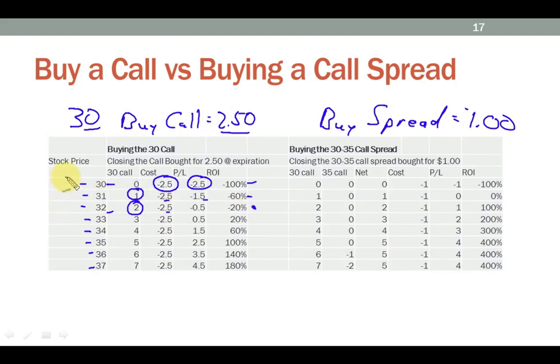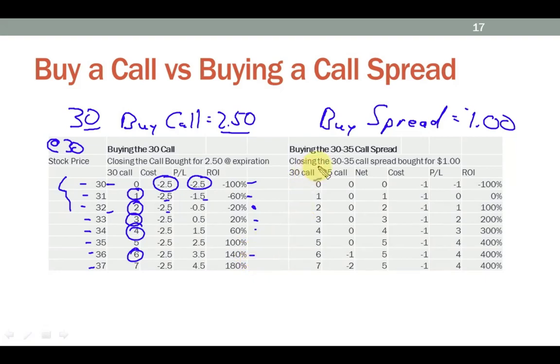So the stock now has already moved up $2. Remember, this stock is at 30. So stock at 30, you lose 100%. Stock at 31, you lose 60%. The stock at 32, you still lose 20%. The stock at 33, it's a miracle. Stock at 33, you make what? $3, but you paid $2.50 for it. So what do you make? 20%. Stock goes to 34, you make $4, 60%. Guys, see where I'm going with this? The stock has to go up $6, which is probably not going to happen, at least in your time frame, and you're only making 140%.